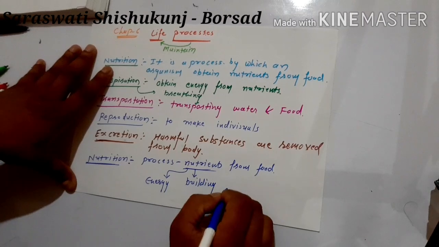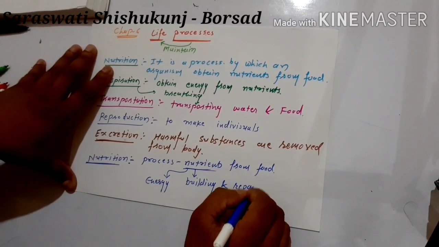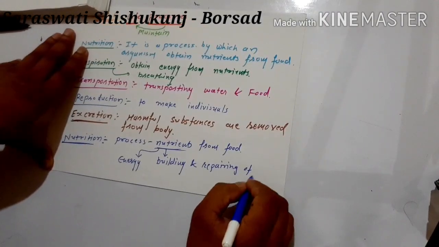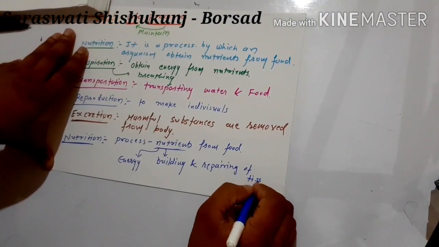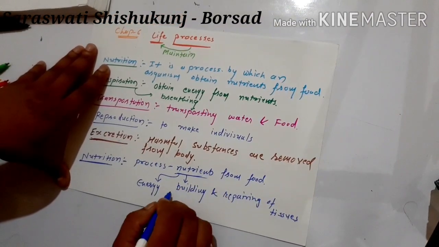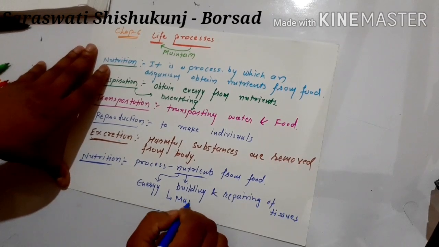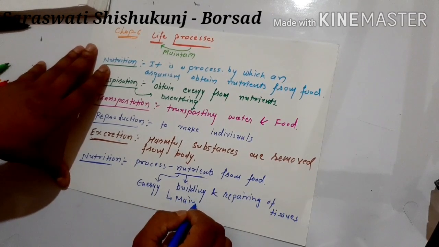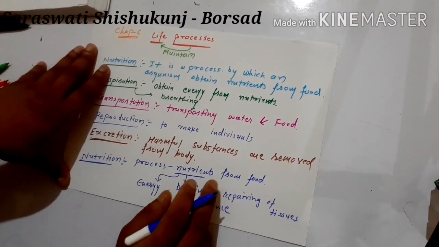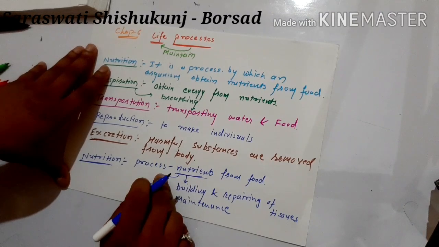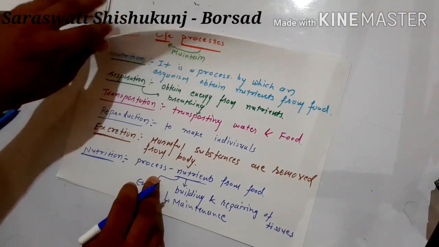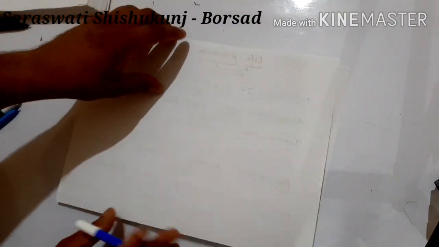building and repairing of tissues. Okay, in short, for maintenance of our body, this nutrition is very necessary. Okay, now this mode of nutrition is of two types.